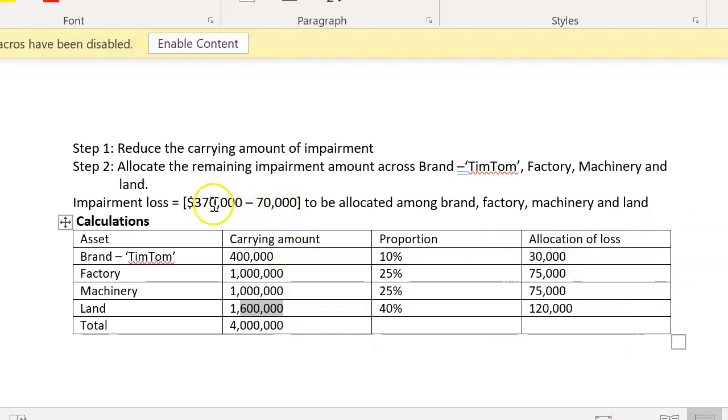Okay, and the next step in assigning $300,000 of impairment loss. So how much of this 300,000 is assigned on brand? We take 10% and you multiply 300,000. That gives you 30. How much is assigned on factory? We take 25%, multiply by 300,000. That's 75. Machinery, 75. 40% of the $300,000 impairment loss is assigned on land. That's what you see here.